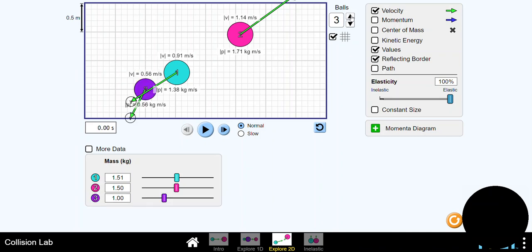We can increase the number of bodies that are part of the system with these arrows, or we can decrease that number. So these are the different options. I encourage you to keep exploring, and I'm pretty sure you're going to discover a lot of other options that are part of this simulation.